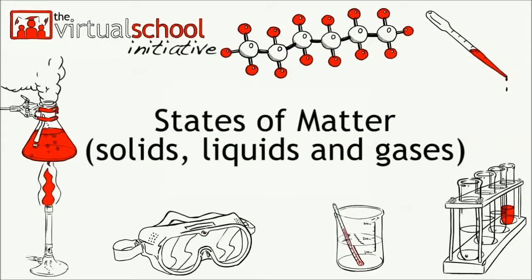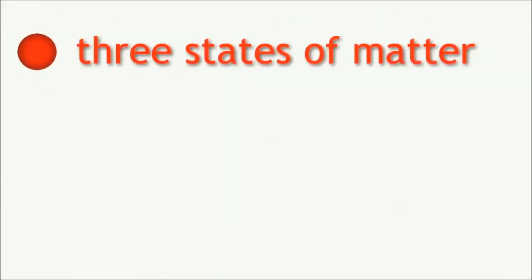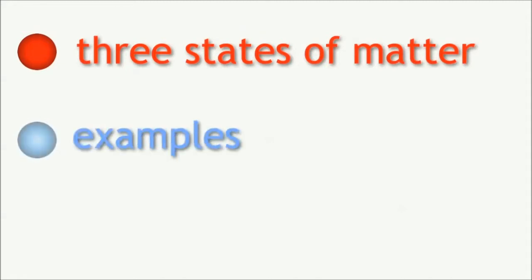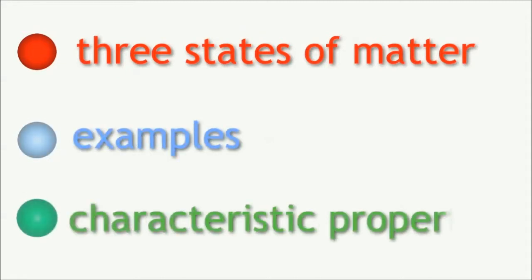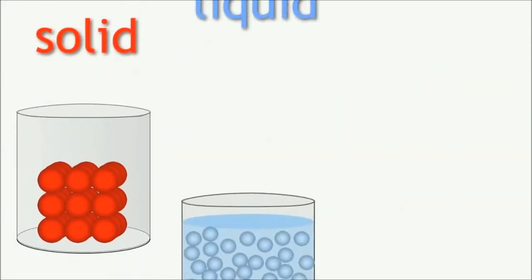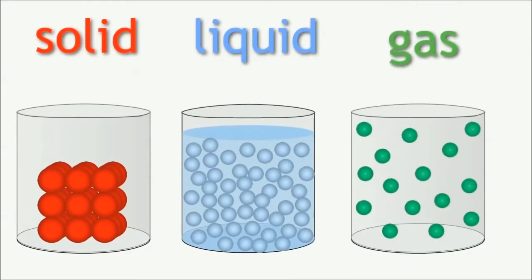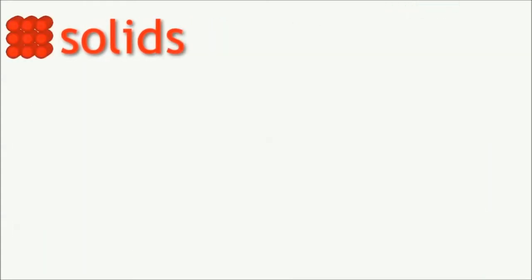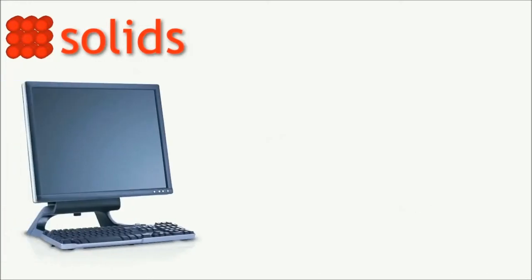States of matter. In this video you are going to learn what the three states of matter are, some examples of each state of matter, and the characteristic properties of the three states of matter. The three states of matter are solid, liquid and gas. Let us look at solids. An example of a solid is your computer.